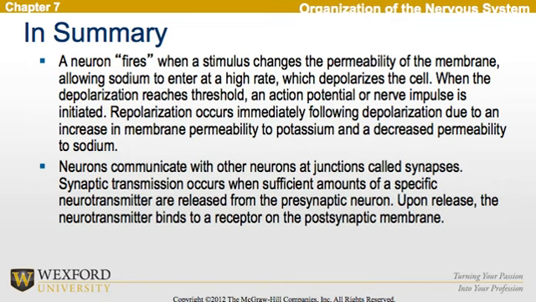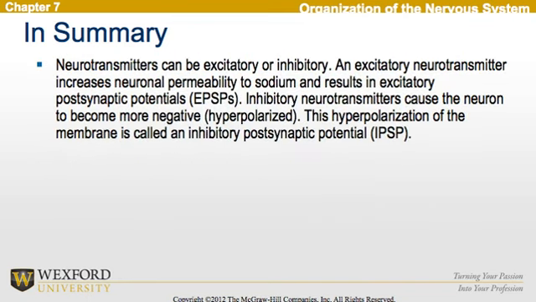The synaptic transmission occurs when a sufficient amount of a specific neurotransmitter is released from the presynaptic neuron. Upon release, the neurotransmitter binds to a receptor on the postsynaptic membrane. Neurotransmitters can be excitatory or inhibitory. An excitatory neurotransmitter increases neuronal permeability to sodium and results in excitatory postsynaptic potentials. The inhibitory neurotransmitters cause the neurons to become more negative or hyperpolarized. This hyperpolarization of the membrane is called the inhibitory postsynaptic potential.